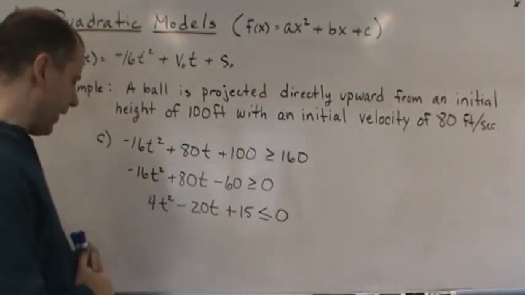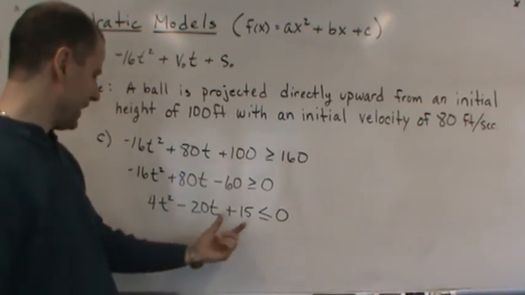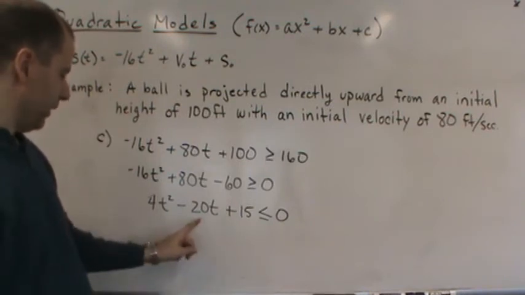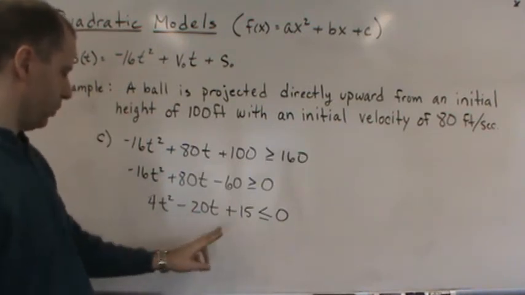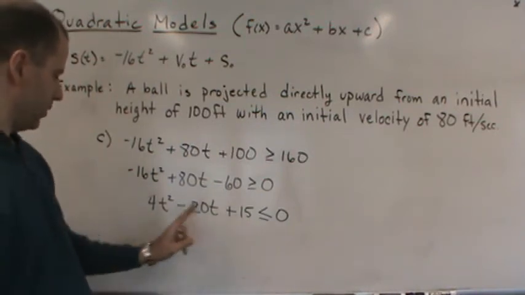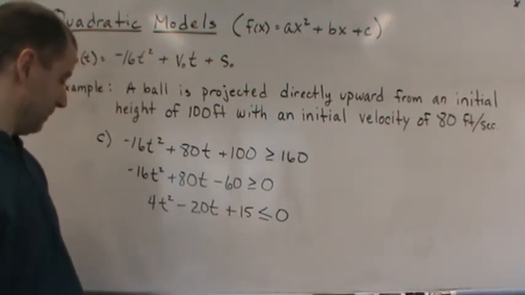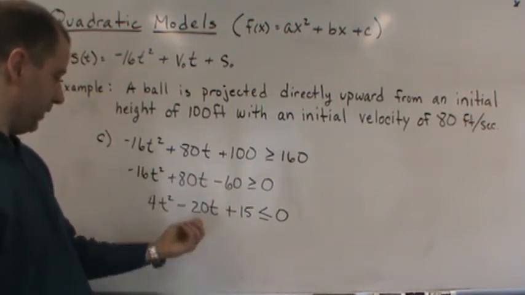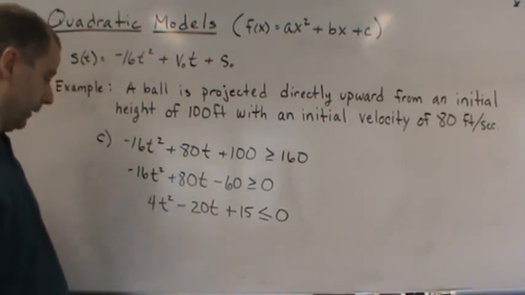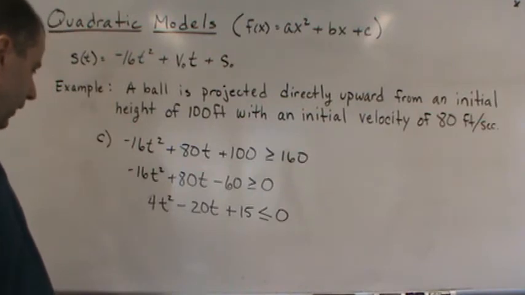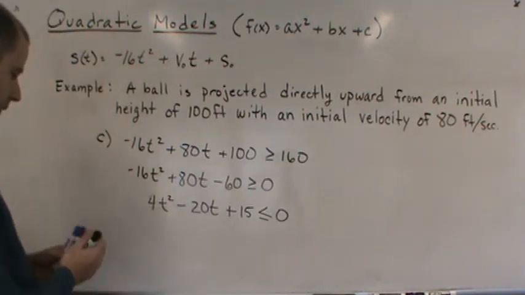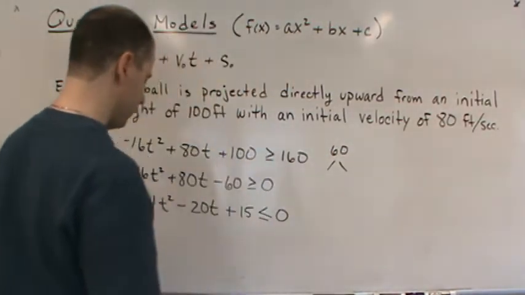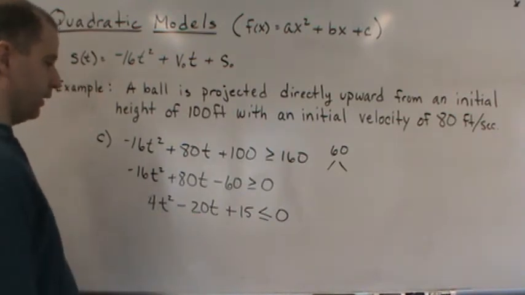Okay, now, is this factorable? Well, we get 60. Are there two numbers, both negative, that will give us a -20? So they have to be both negative. We're going to use the AC method. So we get 4 times 15, which is 60. So are there two negative numbers that are factors of 60 that will add up to -20?